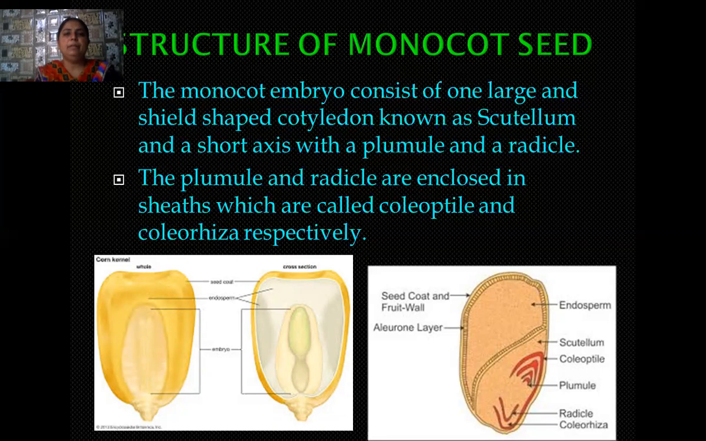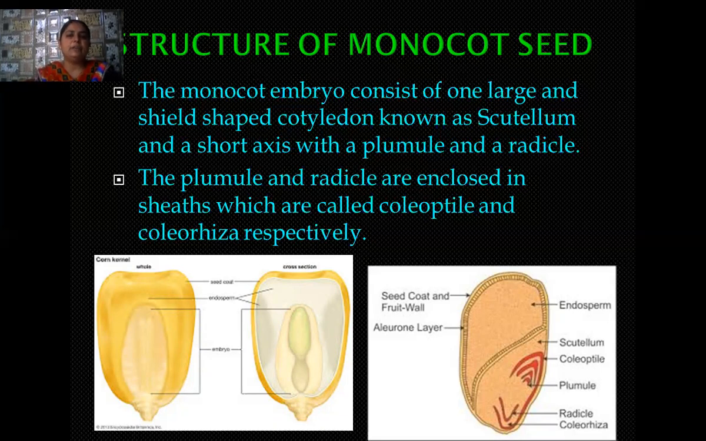You know that the plumule and radicle are also enclosed inside sheaths. The sheath of the plumule is known as coleoptile, and the sheath which covers the radicle is known as coleorhiza. So here the diagram of the monocot seed is visible to you. This is the common maize seed, which is an example of a monocot seed.